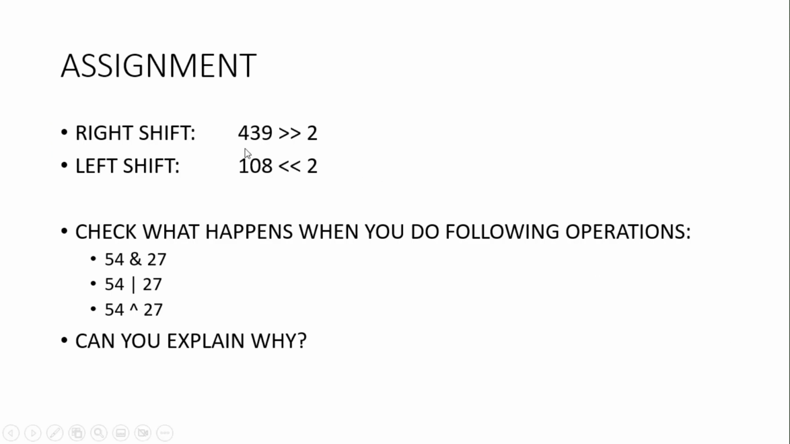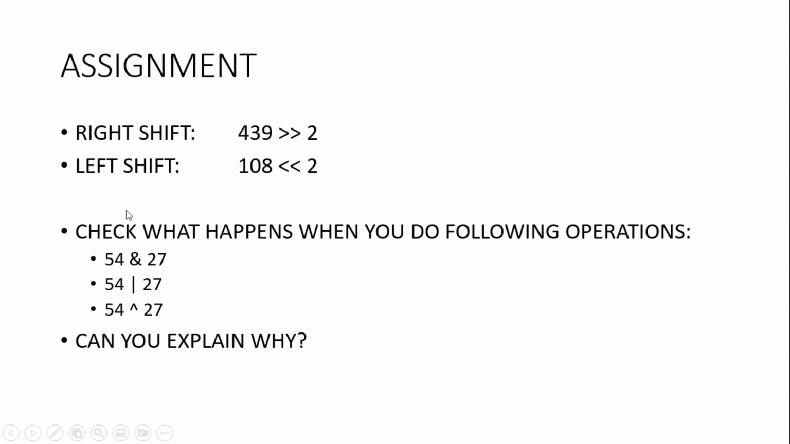So the first assignment is right shift and left shift. Do this on pen and paper, and I will not recommend you to do this directly in Python, because Python will give you the output. I would like you to expect the output first before Python returns anything. And then do this left shift also, shifting 108 by 2 bits, and keep doing the experiment, shifting it by 3 bits, 5 bits, etc.